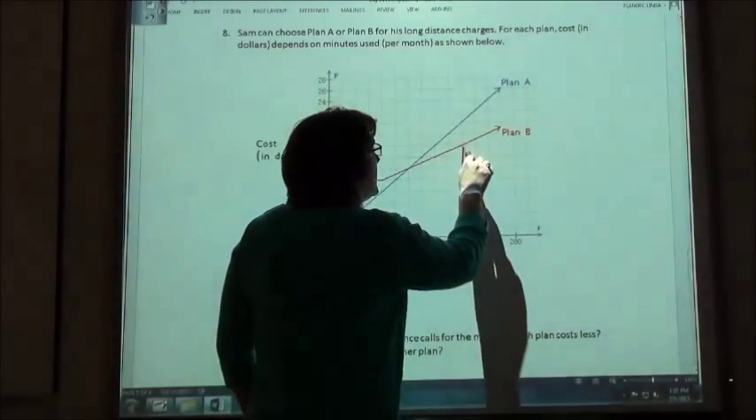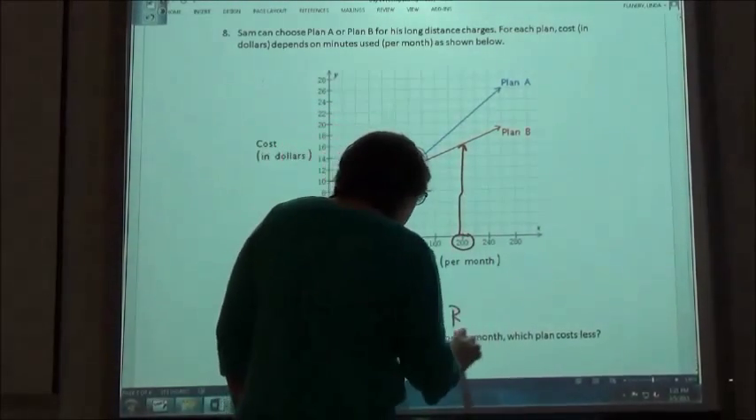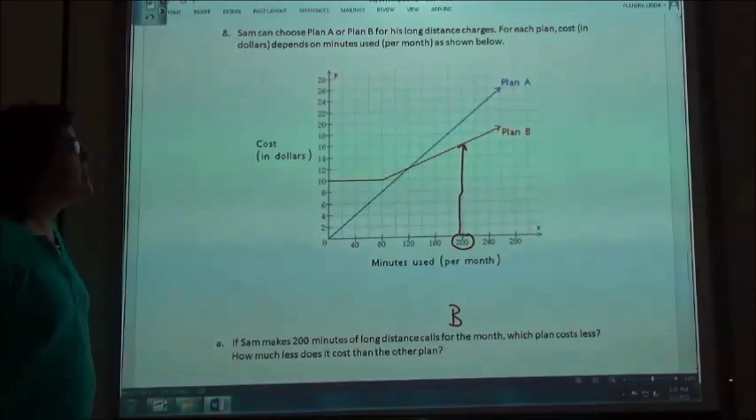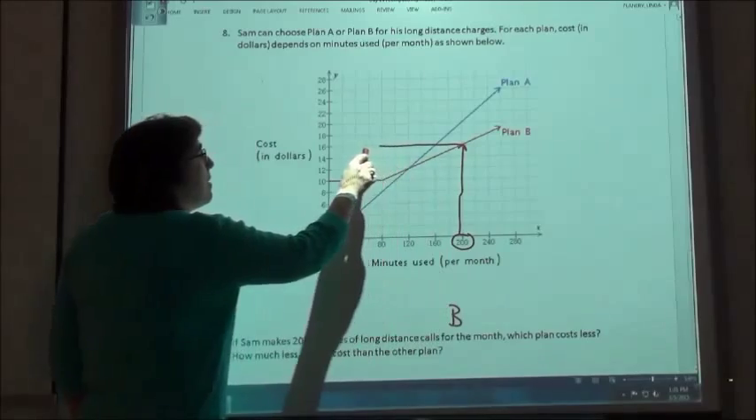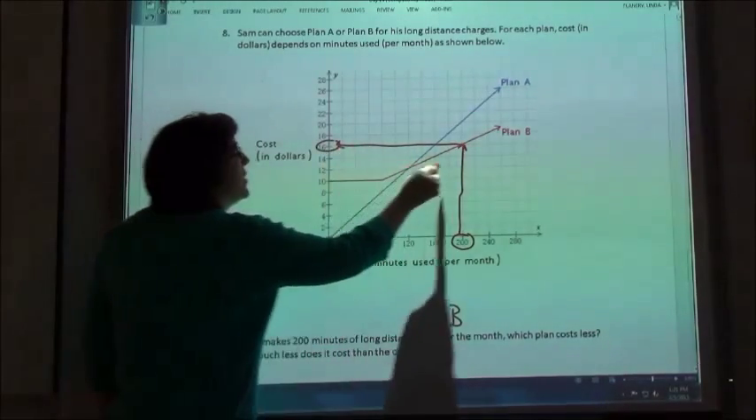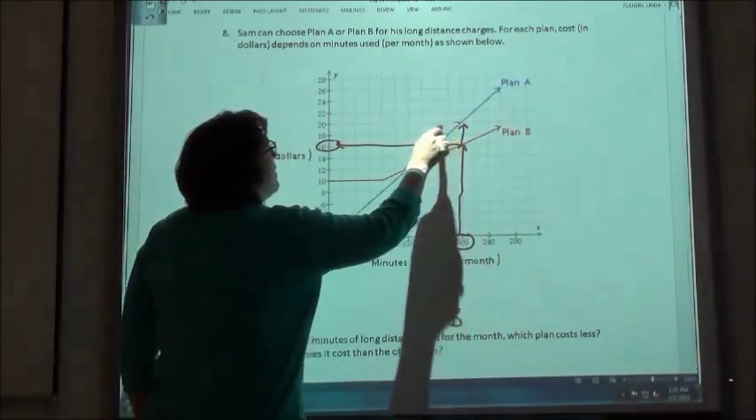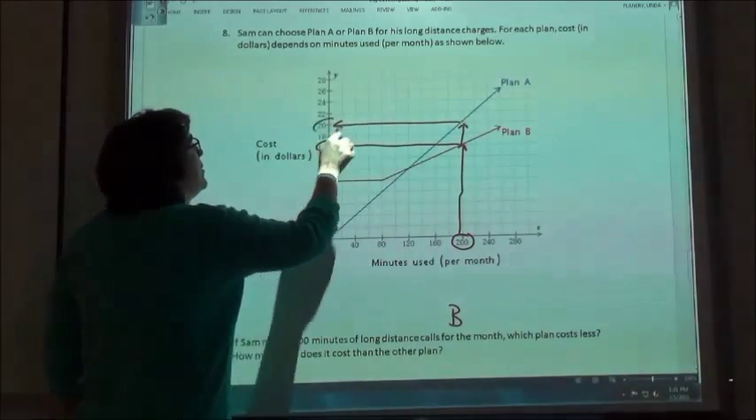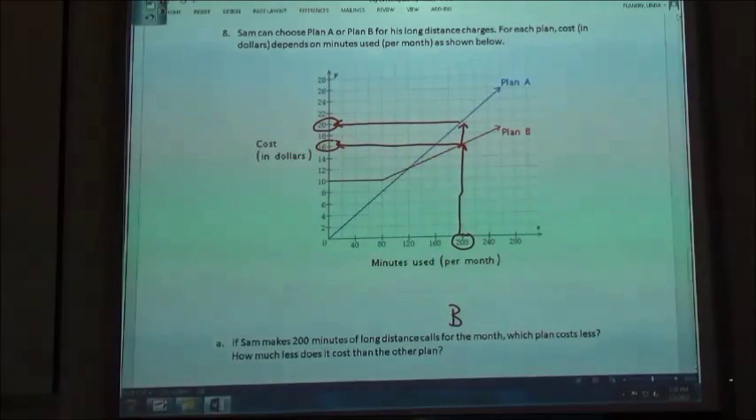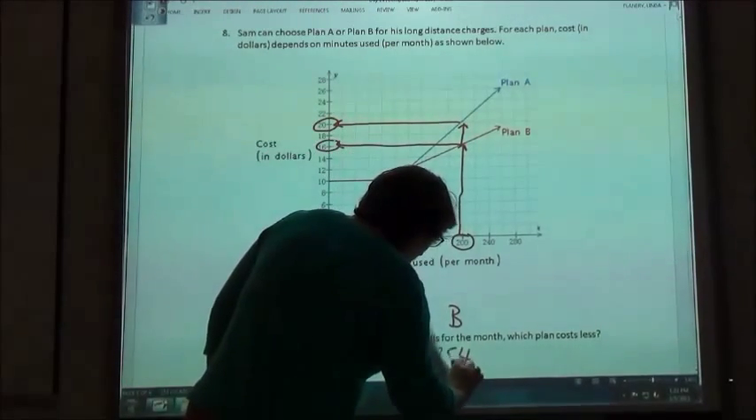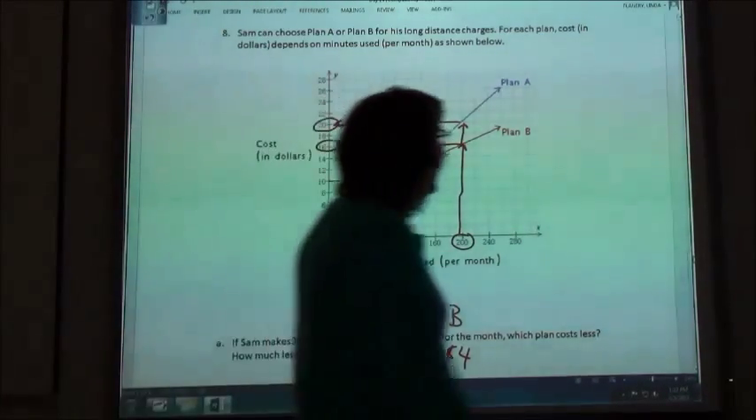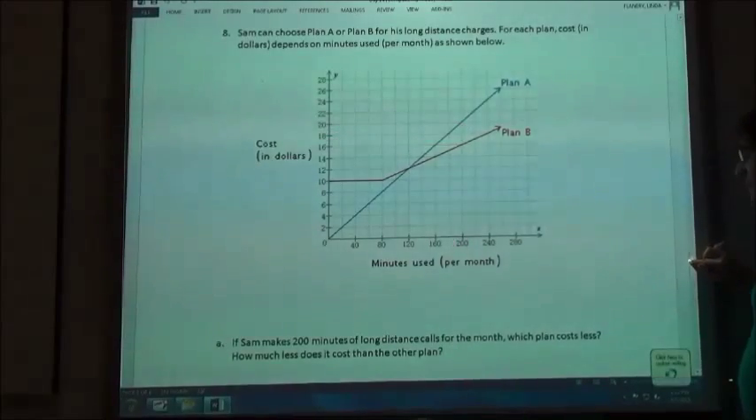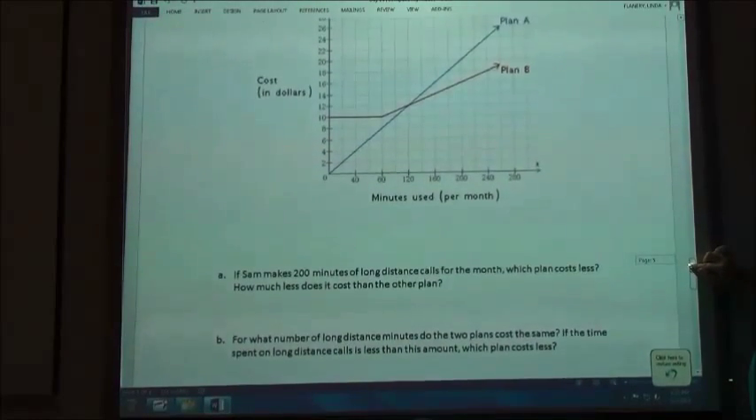Plan B is going to cost me less, because that's the one I run into first, right? But then I have to know how much less. So if I look, for 200 minutes, how much did Plan B cost me? $16. How much would Plan A have cost me? $20. So how much less did it cost? $4 less. 20 minus 16, $4. Now, to see the second part of that, I still need the graph.